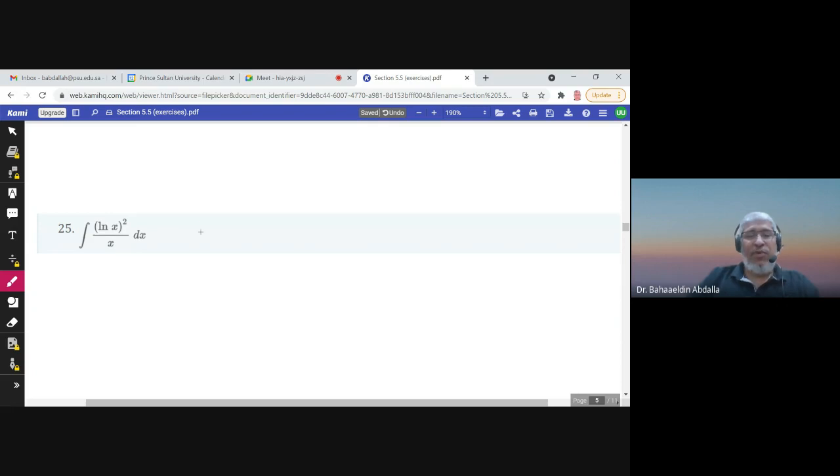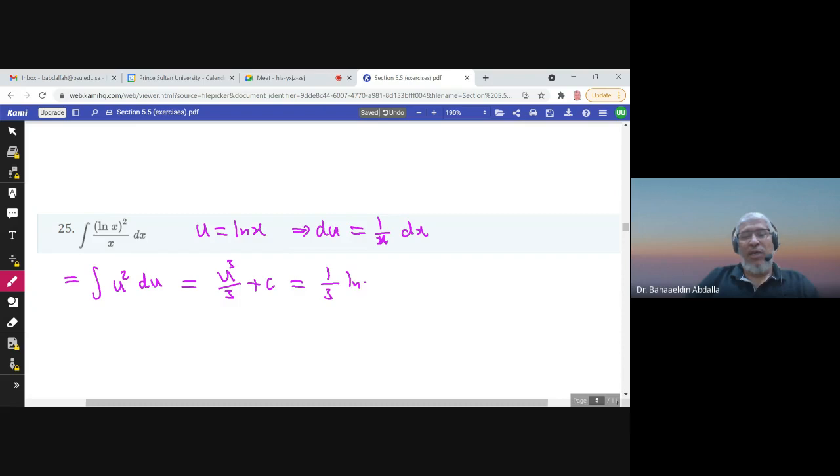I'll take u to be ln x. So du would be 1 over x dx. I have 1 over x dx, and I have ln x to the power 2, so this would be u squared, and 1 over x dx is du. So the integral is u cubed over 3 plus c, or 1 over 3 times ln x to the power 3 plus c.